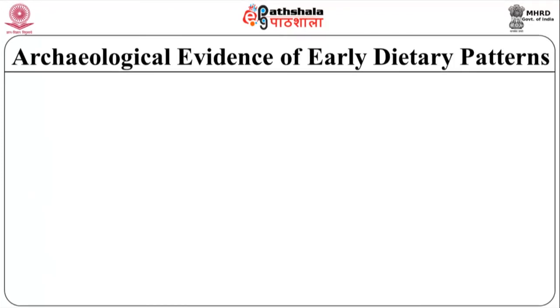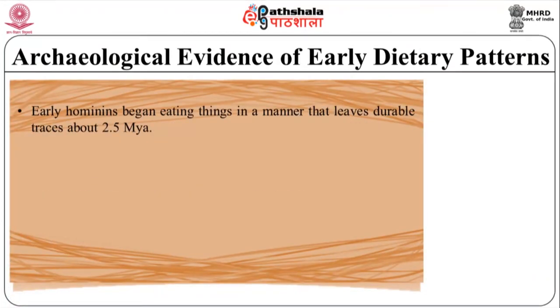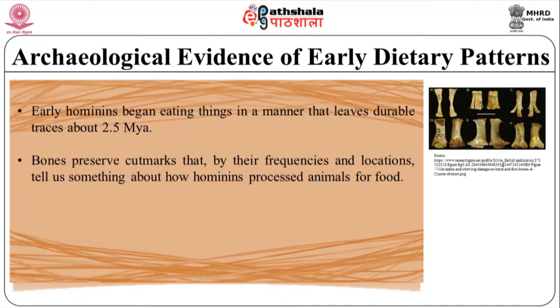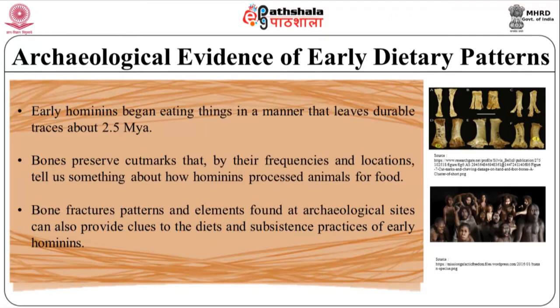Archaeological evidence of early dietary patterns. Now, early hominins began eating things in a manner that leaves durable traces about 2.5 million years ago. Bones preserve cut marks that by their frequencies and locations tell us something about how hominins processed animals for food. Bone fracture patterns and elements found at archaeological sites can also provide clues to the size and subsistence practices of early hominins.